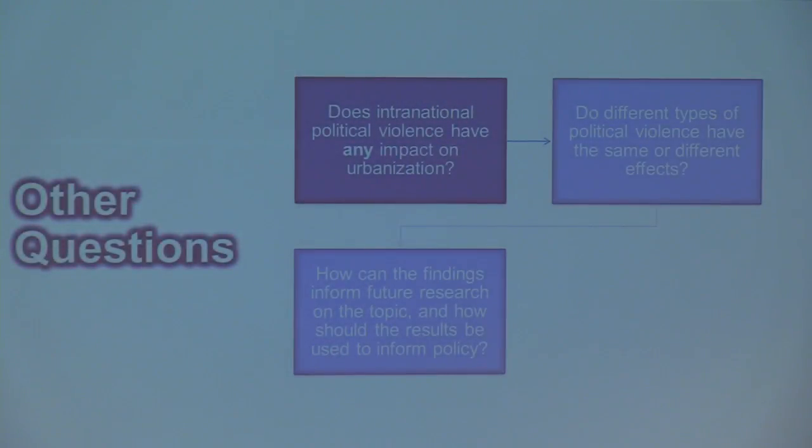So once we settled on limiting our analysis to intranational political violence and the internally displaced people, we were left with three topics that we needed to address in greater detail. First, we had to think about what effect political violence had on rural to urban migration and also urban to urban migration. In other words, we really needed a migration theory that took political violence into account.